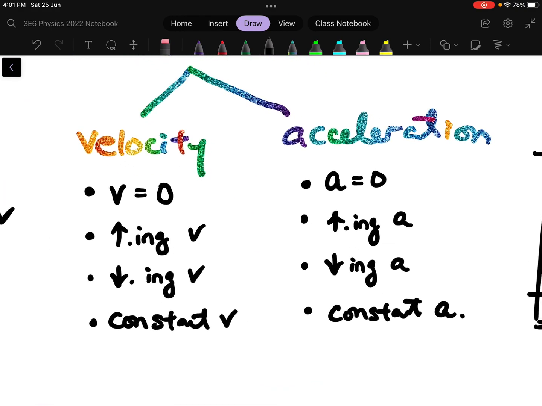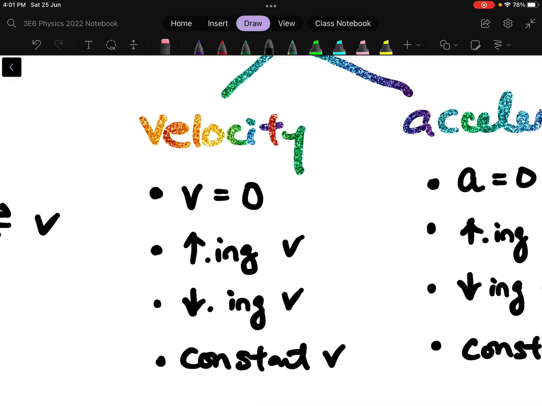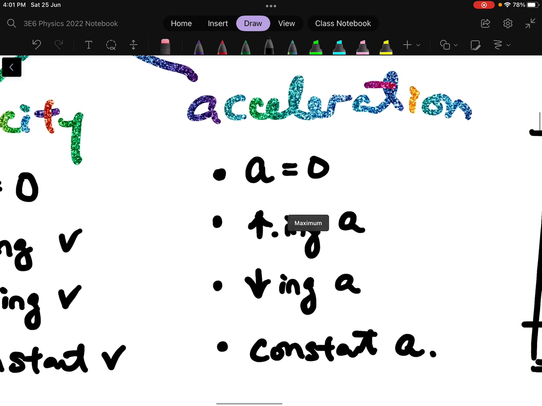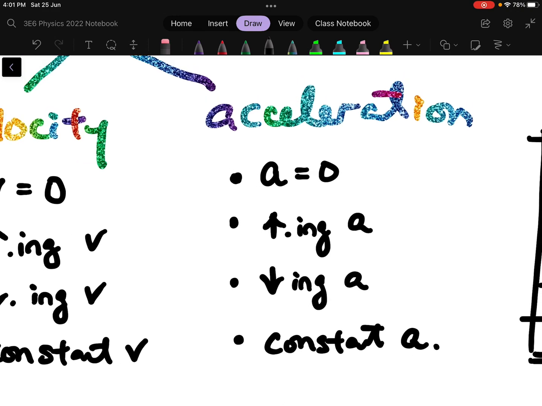Velocity, obviously, there will be v equals 0. There can be increasing velocity, decreasing velocity, or constant velocity. And similarly, for acceleration, we have the four adjectives as well. A is 0, increasing a, decreasing a, constant a.